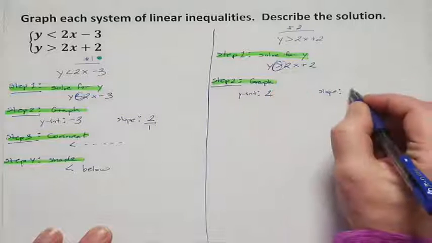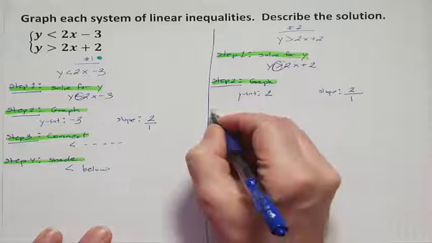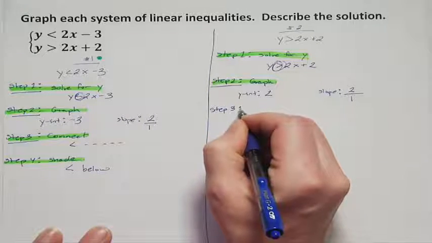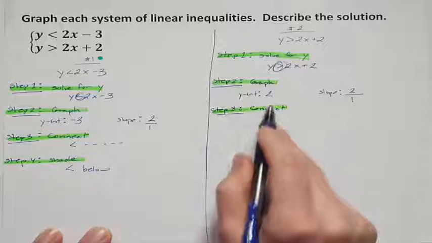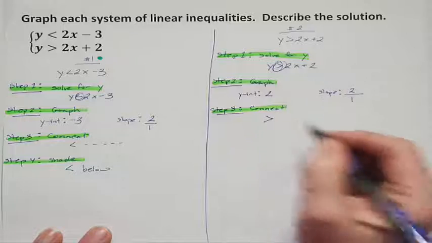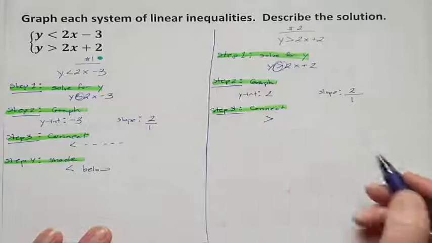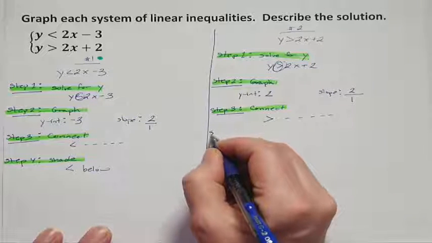My slope is going to be 2, and you need to make it a fraction, which means I need to put it over 1. Step 3, we need to figure out how do we actually connect this. To figure out how to connect, you look at the symbol in the step 1 equation. So it was a greater than symbol. There is no equal to there, which means the line is not going to be a possible answer, which means we have to connect it with the dashed line.